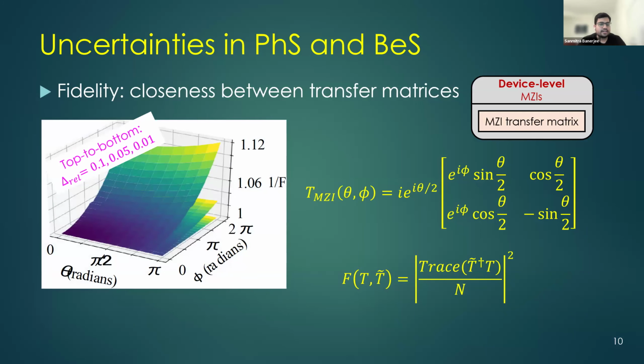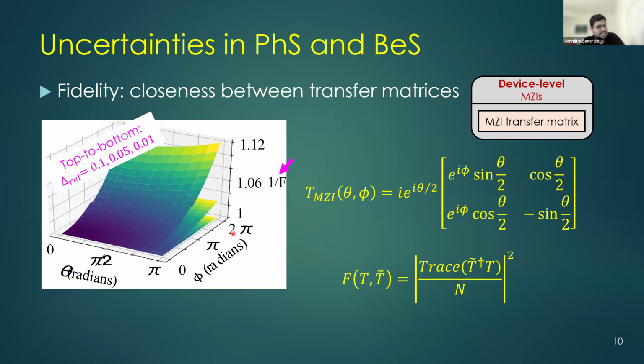If we look at MCIs with different phase angles, theta and phi, and if we insert relative variations like 1%, 5%, 10%, the topmost contour is for 10%, the fidelity decreases. Just note that this axis is 1 by fidelity. We use this for ease of plotting. So fidelity goes down and 1 by fidelity goes up as you have MCIs with higher theta and higher phi phase angles. So this shows that not all MCIs are equally susceptible to uncertainties.